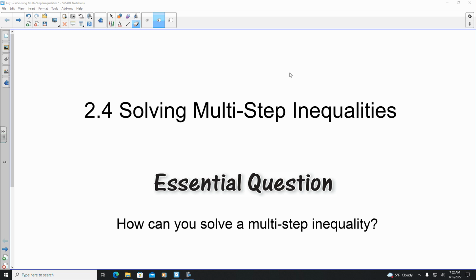and just like what we looked at in chapter 1 when we were doing multi-step equations, essentially the same steps we are attempting to do. We're still attempting to isolate that variable. The only difference is now we're dealing with inequalities: greater than, less than, greater than or equal to, less than or equal to. The one thing that we do have to keep in mind, especially when we are multiplying or dividing both sides by a negative number, is that we have to remember to flip that inequality because of that change.